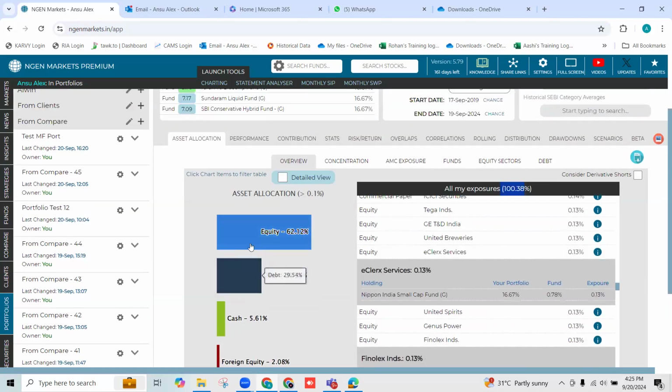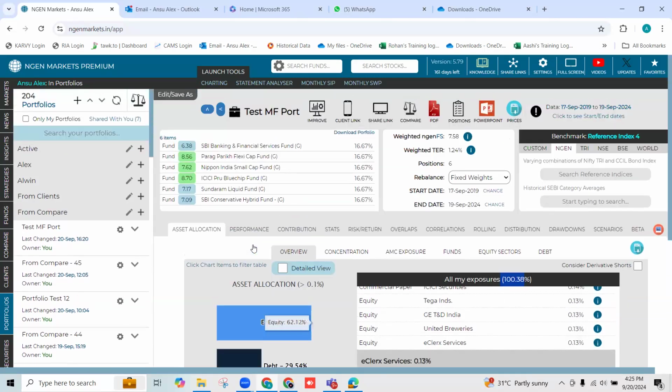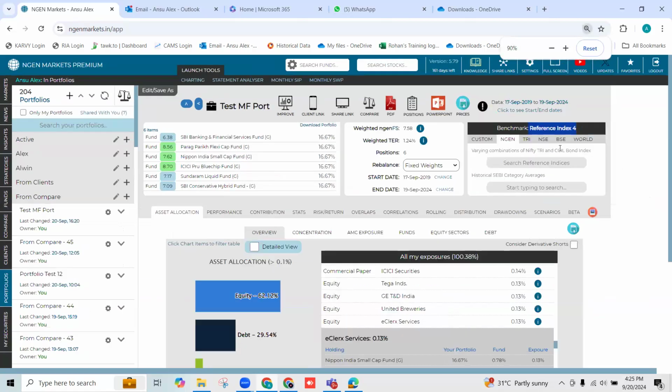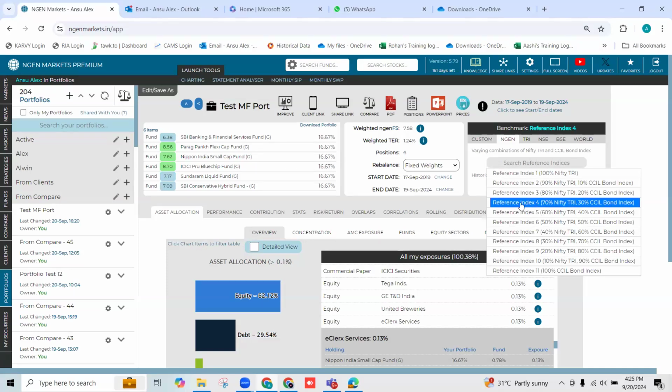Now here, as I mentioned, the asset allocation lets us see the split in terms of equity, debt, or any other component. And based on this asset allocation, the platform suggests a nearest benchmark, which is what we call a reference index on the platform. For this portfolio, the platform has suggested reference index 4 as a proper benchmark. Now, what does this benchmark stand for? You could go to this engine section, search for reference indices, simply click in this gray section. So here, reference index 4 stands for 70% Nifty TRI and 30% CRISIL bond.